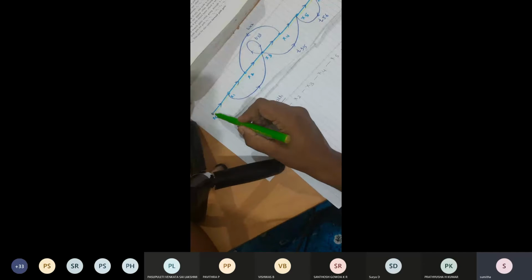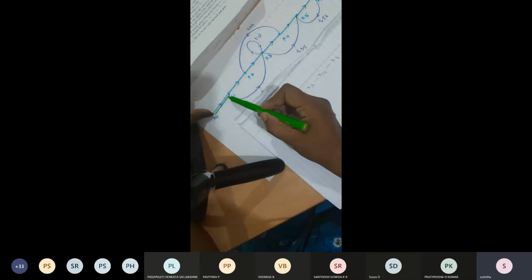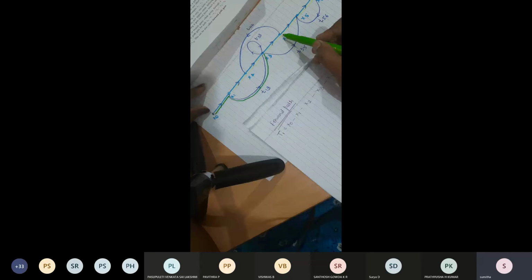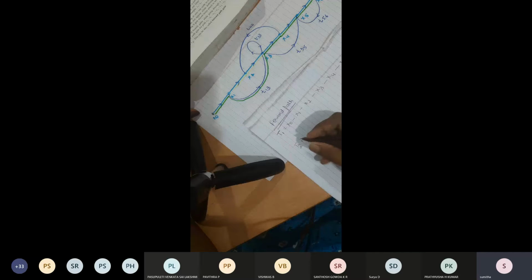See, x0 to x1. Okay, fine. I will go like this. x1 to x3, can I go? See the direction. I can travel like this. Yes, I will travel fine. Next, x3 to x4 I can travel. x4 to x5 I will travel. x5 to x6 I will travel. x6 to x7 I will travel. That is my second forward path.